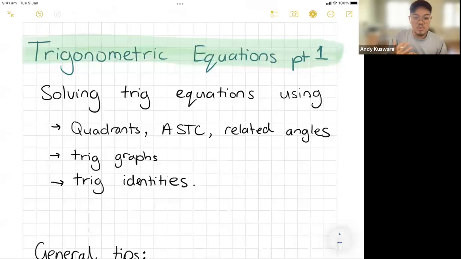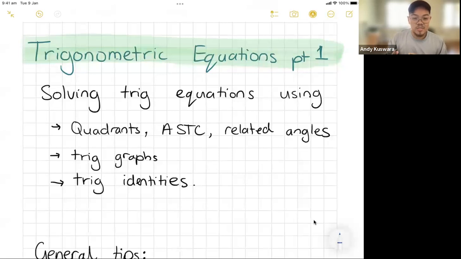So we've got trig equations. This is going to be a fairly chunky topic. It's not going to be too bad, but there's a lot of things that you kind of need to understand. So I'm going to try and break it into two parts. So for the first part today, all you're going to do is solve trig equations.